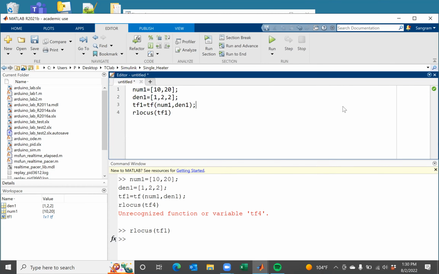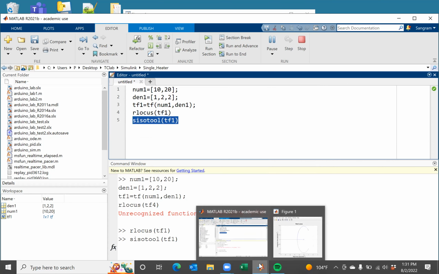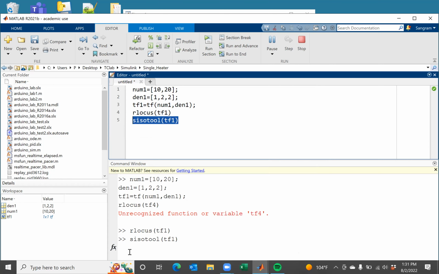I'll just show you the command quickly. This is how you would get the root locus. The next part is if we were to use another tool that MATLAB has, which is called the SISO tool, which is the single input, single output tool. And I say TF1. So it will open a single input, single output analysis tool.